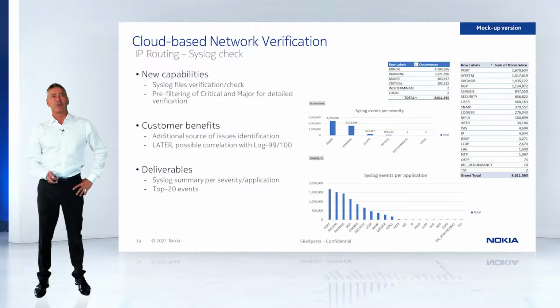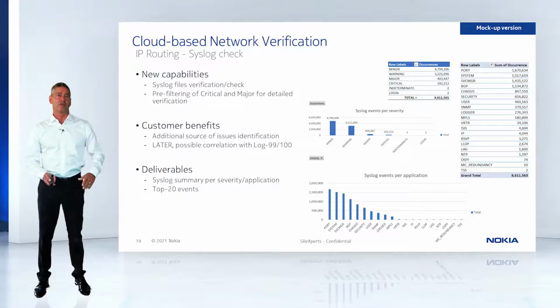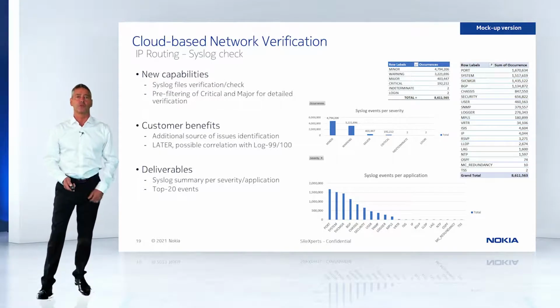There's a syslog check report. Syslog there just looks at the logs and the alarms, and it does a syslog summary per severity and per application, the top 20 events. So a lot of times you have a lot of information from the syslogs. It will try to summarize it for you to show which ones to look at.